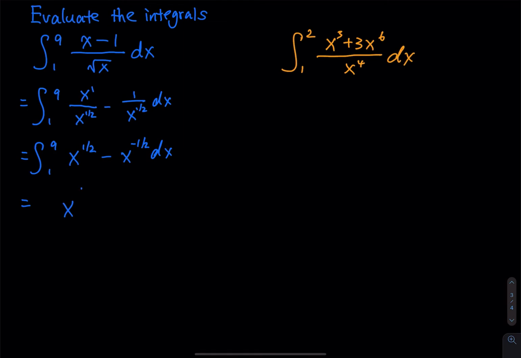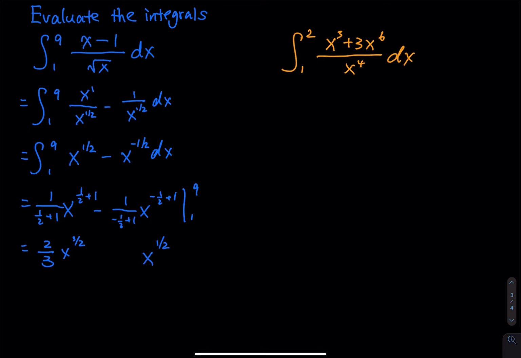So this is 1/2 plus 1, 1 divided by the power we just wrote, minus x to the negative 1/2 plus 1, 1 divided by the power we just wrote, such that x goes from 1 to 9. And then what do we have? The bottom, we have a 3 over 2, and then take the reciprocal, that is 2 over 3, and then this will be x to the 3/2, right? And then the other one, that is x to the negative 1/2 plus 1, that is 1/2, but we have 1/2 in the denominator, so you take the reciprocal, that becomes a 2.